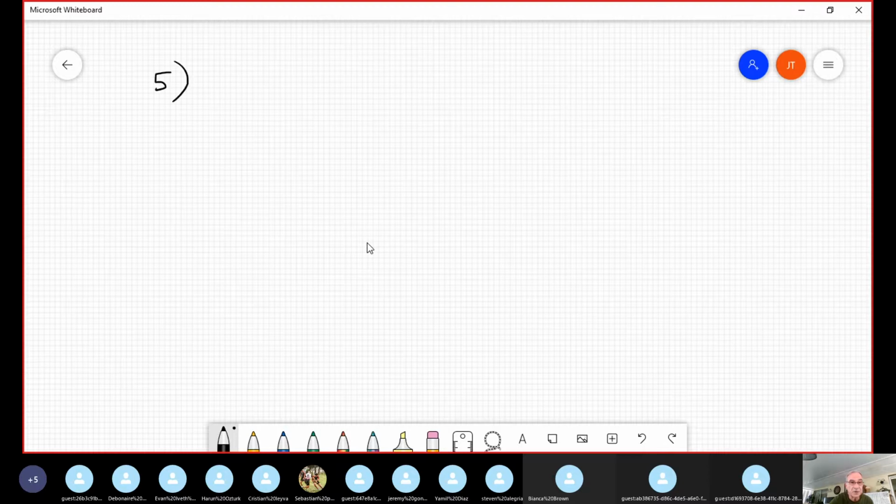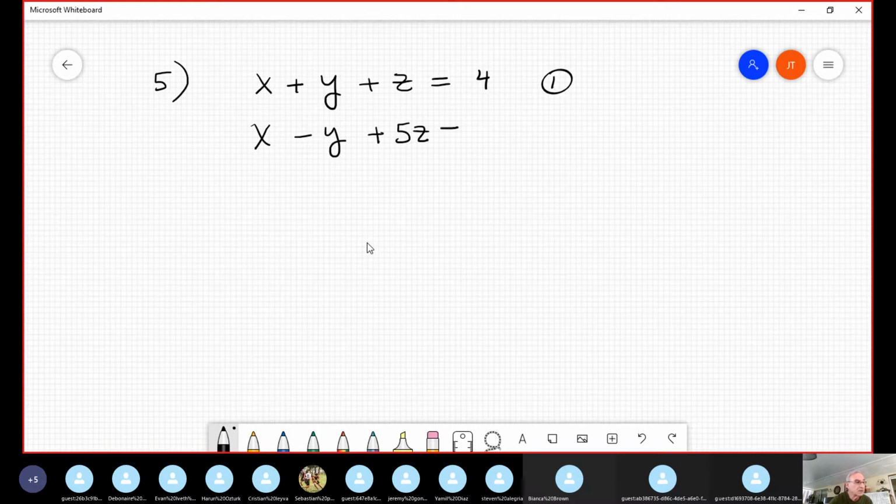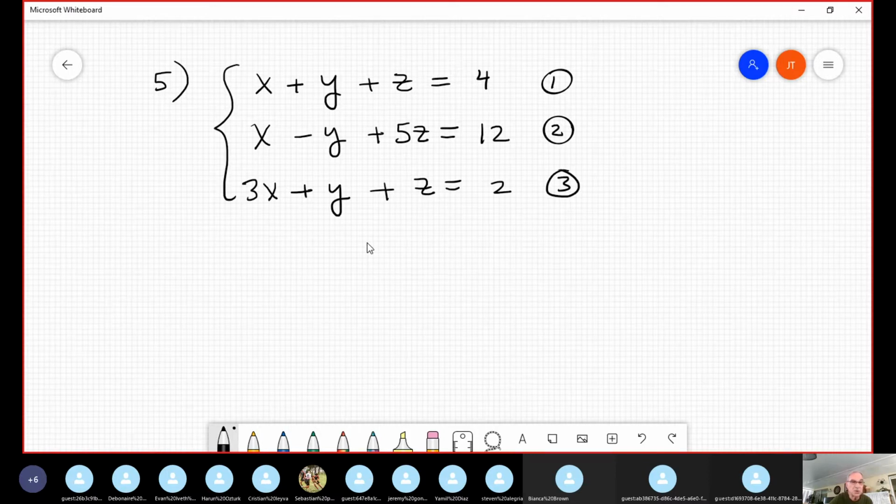Number 5, we have 3 equations, 3 unknowns. x plus y plus z equals 4, equation number 1. x minus y plus 5z equals 12, equation number 2. And 3x plus y plus z equals 2, equation 3. Entonces, they give me a solution. One solution is x equals 3, y equals 2, and z equals -1.